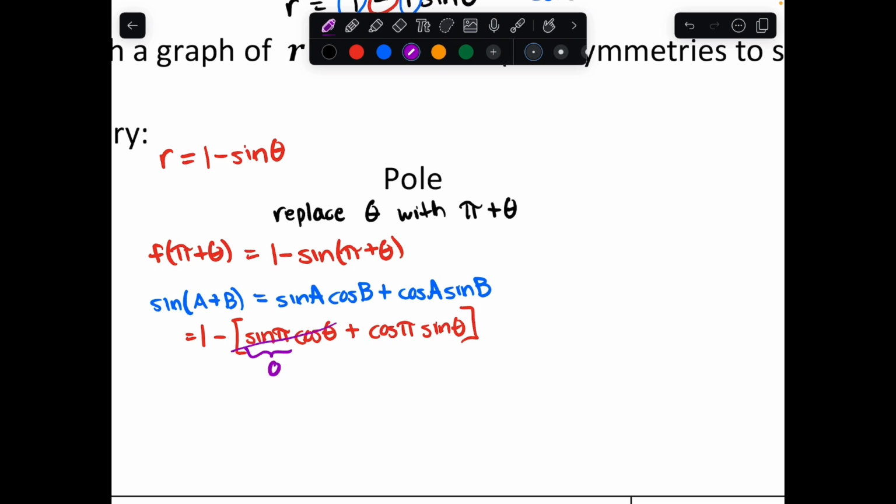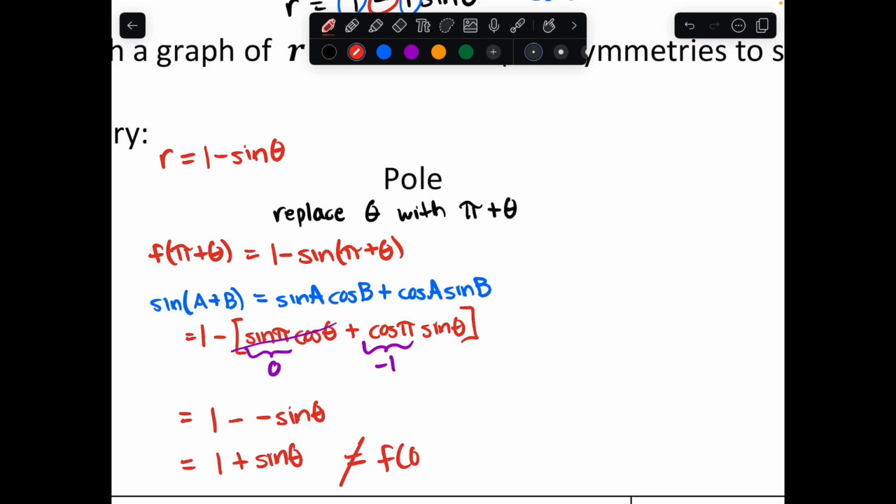So that's actually going to cancel out this entire left term. Now what is cosine of pi? Well, cosine of pi is -1. So we end up getting 1 minus -1 times sine of theta. This double negative becomes a positive, and so we're left with 1 plus sine of theta. But 1 plus sine of theta is not equal to 1 minus sine of theta.